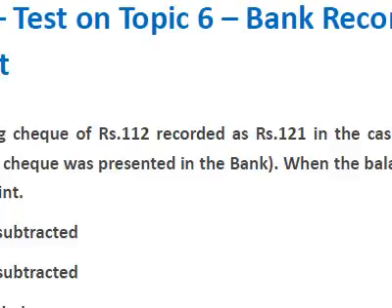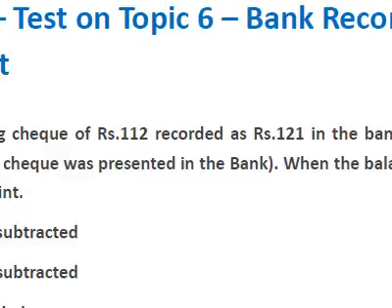Right? So when we are preparing the BRS, starting with the cash book balance or the balance as per the bank column in the cash book as the starting point, our balance as per cash book is going to be higher because we have not recorded a check that has been issued of 112 rupees. So we have to subtract 112 rupees because it's already been presented in the bank. The balance as per the passbook will be less than the balance as per the cash book. So we are moving from a higher number to a lower number, and so we have to subtract 112.